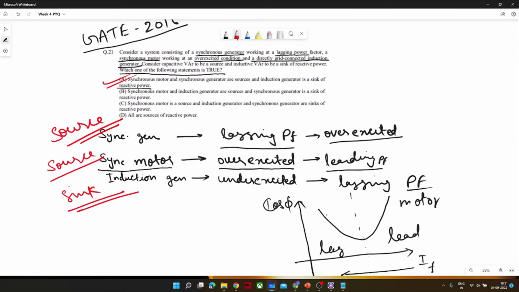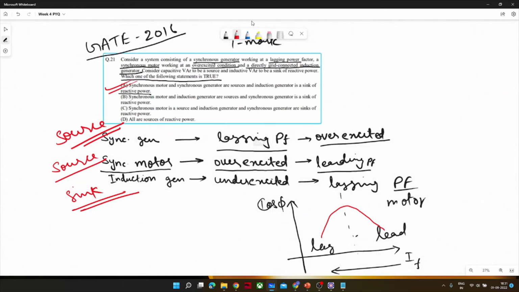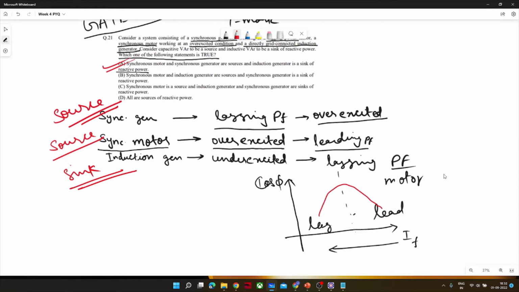I guess this graph would be inverted. Right? Can anybody correct me? This graph should be an inverted V, right? Yes, sir. Sorry for the mistake. Let me move on.